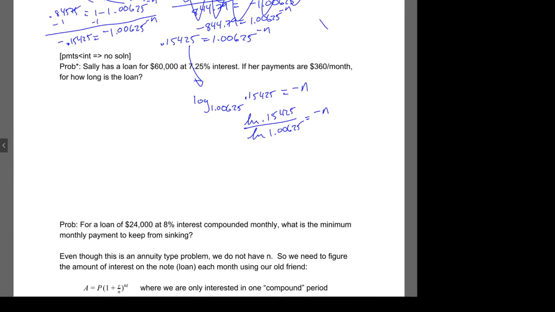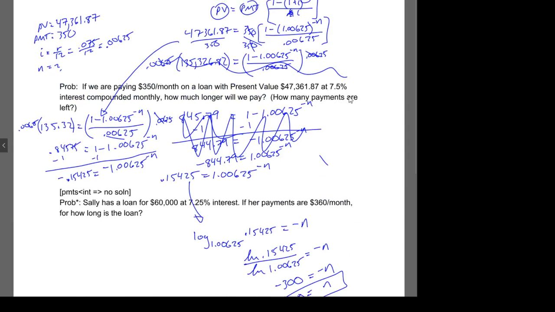We get 0.15425. Take the natural log of it. We divide by the natural log of 1.00625. And we get minus 300, roughly. So n is 300, which is 25 years maybe? 300 divided by 12. 25 years. So months. 300 months, 25 years. So it's a 25-year loan. It's a weird one. Or that's how much time's left if you looked at it. It said how much time left.